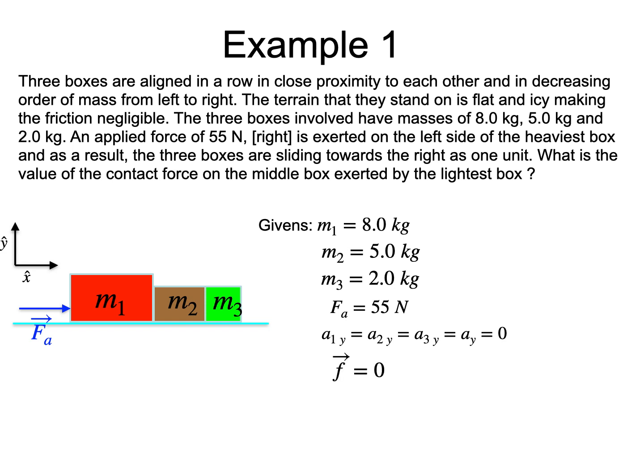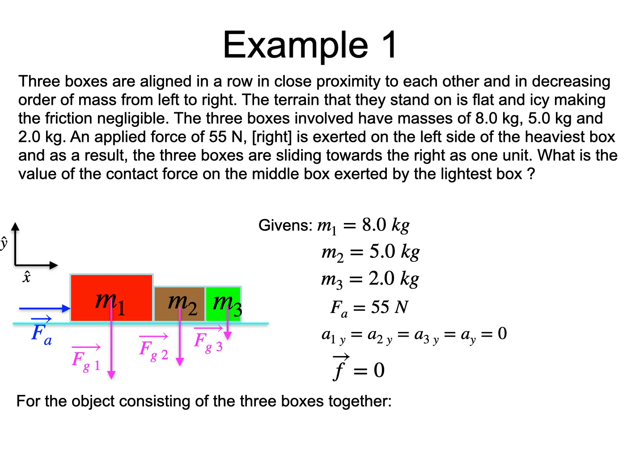Since the 3 boxes are sliding as one unit, they all have the same velocity, so they all have the same acceleration. Let us start this problem by finding this common acceleration, and we will consider the motion of the 3 boxes as one object. They each have a weight. They are all touching the ground, so they each have a normal force. And since there is no vertical motion, all the normal forces are canceling the weights, so that the net force is due to the applied force.